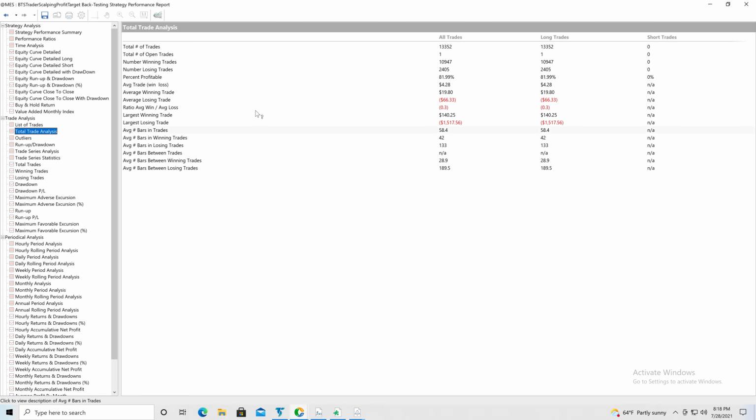But as last time, 13,000 trades to on average only make $4.28 per trade. Just not possible for retail traders, even with a computer.